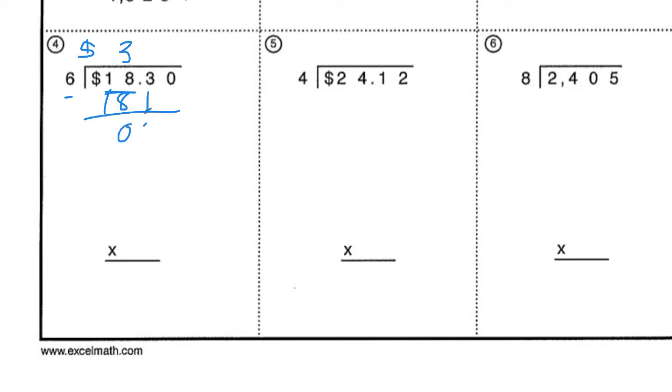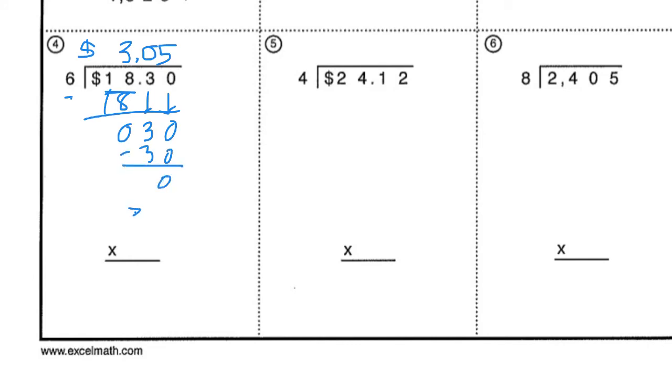Bring down the 3. And how many times does 6 go into 3? Oh, don't forget your decimal point right there. It goes in 0 times because 1 times 6 is 6. Then I'm going to bring down the 0. How many times does 6 go into 30? 5 times. 5 times 6 is 30. Subtract and get nothing there.